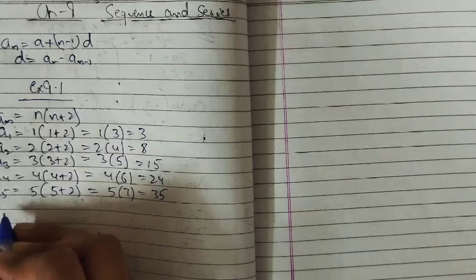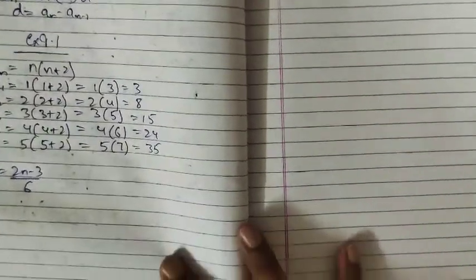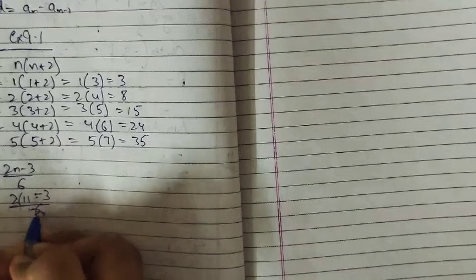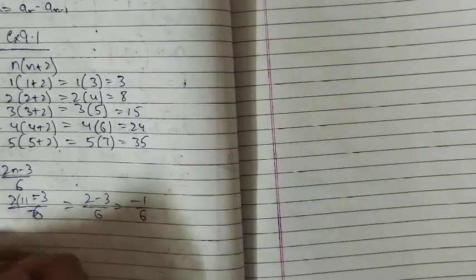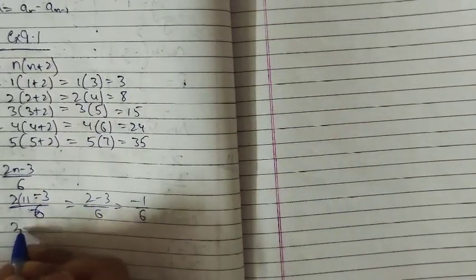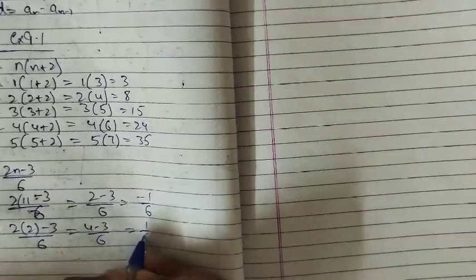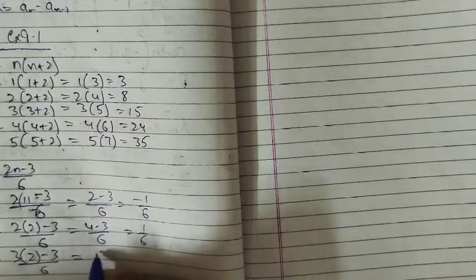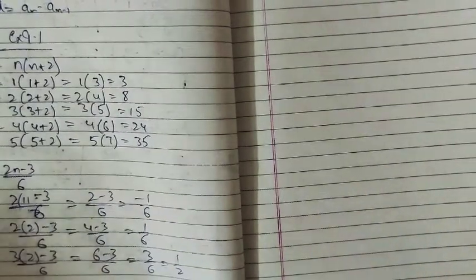So a_n is equal to (2n minus 3) upon 6. So a1 is equal to (2 times 1 minus 3) upon 6, so 2 minus 3 upon 6 is minus 1 by 6. a2 is (2 times 2 minus 3) upon 6, 4 minus 3 upon 6 is 1 by 6. a3, (3 times 2 minus 3) upon 6, 6 minus 3 upon 6, 3 upon 6, 1 by 2, right?